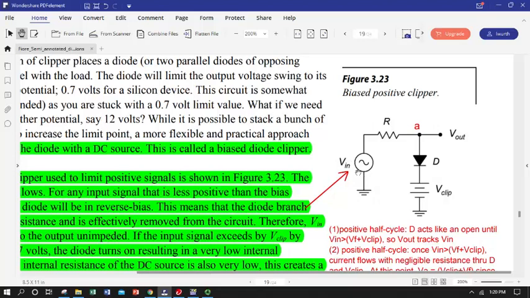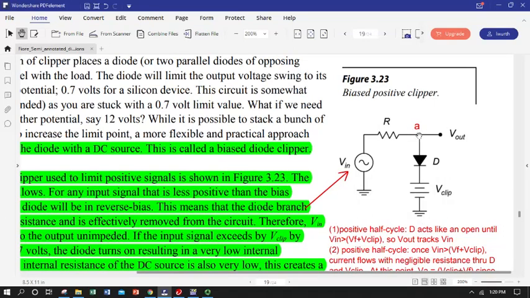So we've got a time varying voltage source, and we'll just assume it's sinusoidal because most of the ones we work with are. We have a current limiting resistor, and then in parallel we have a diode and some type of fixed DC voltage source, and both the sinusoidal and the DC are grounded.